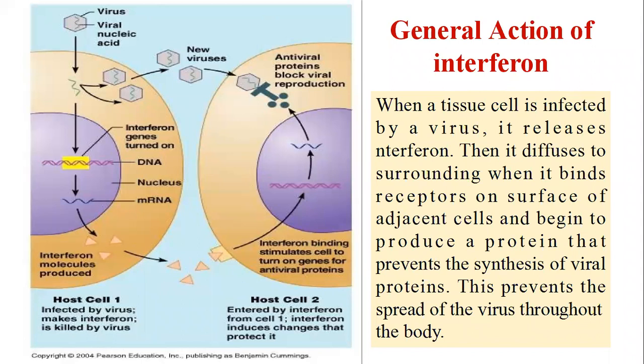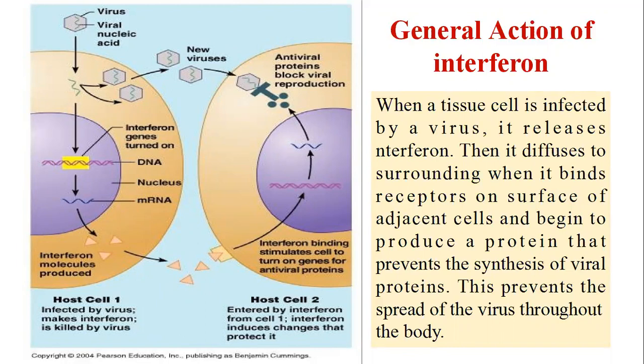So what is the general action of interferon? When a tissue cell of eukaryotic origin is infected by a virus, bacteria, or any pathogen or parasite, it releases interferon. Then it diffuses to the surroundings and binds receptors on the surface of the adjacent cells.